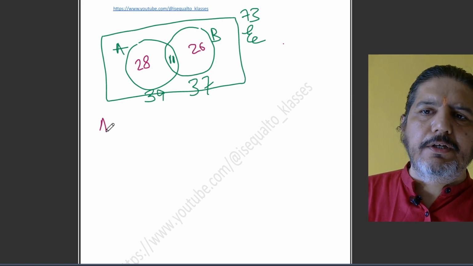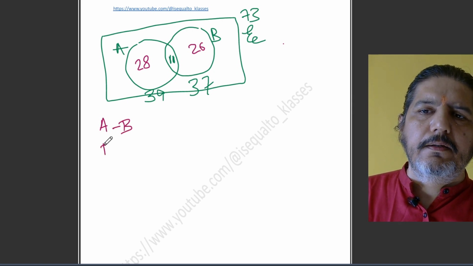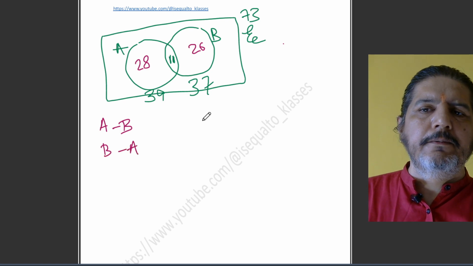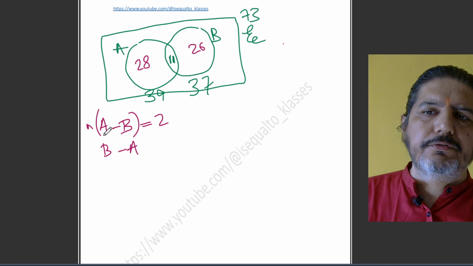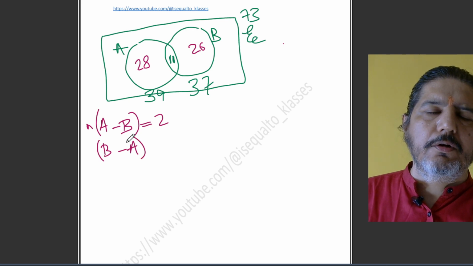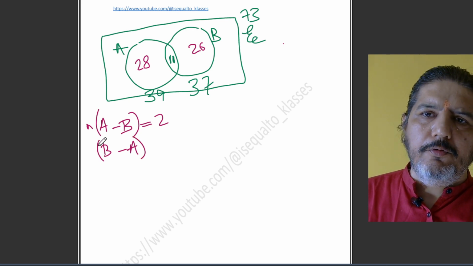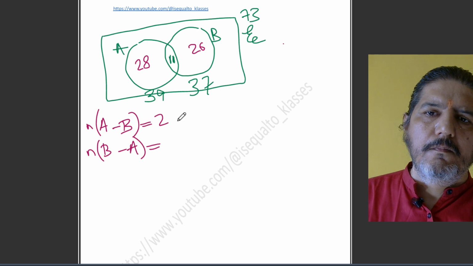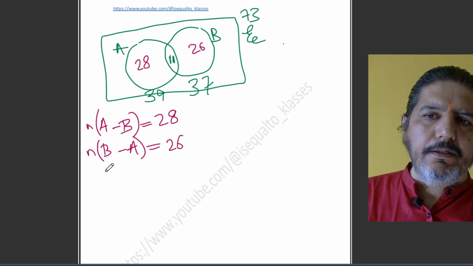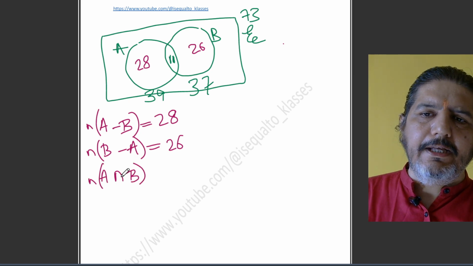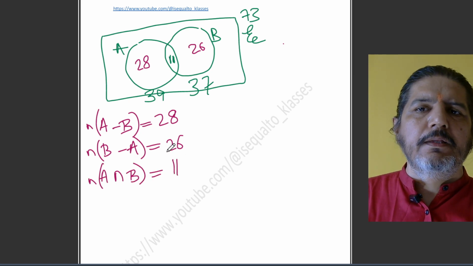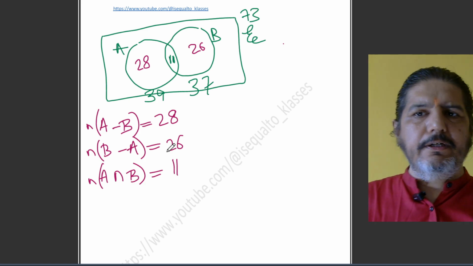So basically what I'm trying to say is, in terms of my terminology, the number of elements of A minus B would be 28, the number of elements of B minus A would be 26, and this 11 is basically the number of elements in A intersection B. In terms of my set terminology, this is what it implies.